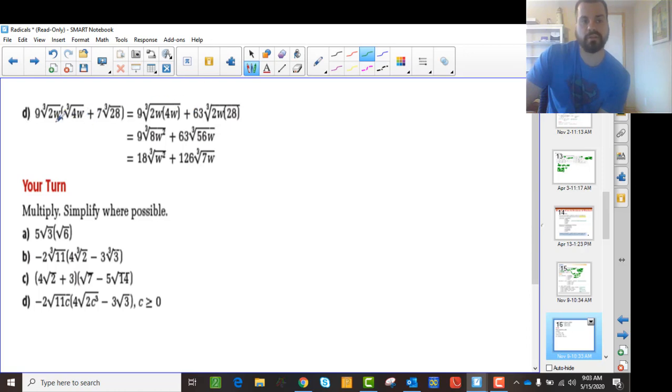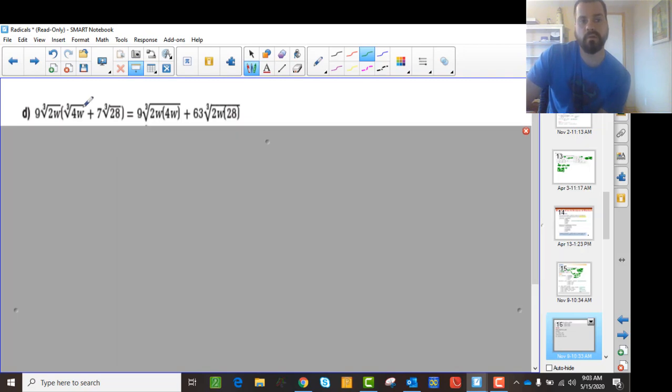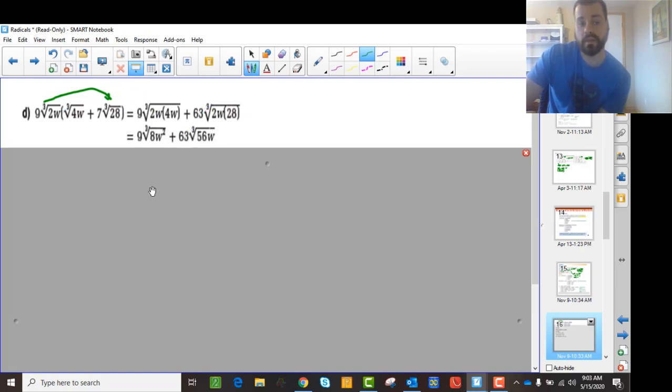And again, you're going as a cube root. But if you look at this, again, we would go 9 times the cube root of 2w times the cube root of 4w. So the 2w and the 4w get multiplied together. And then you do 9 times this guy. 9 times 7 is 63. And we get 2w times 28. So we get this.